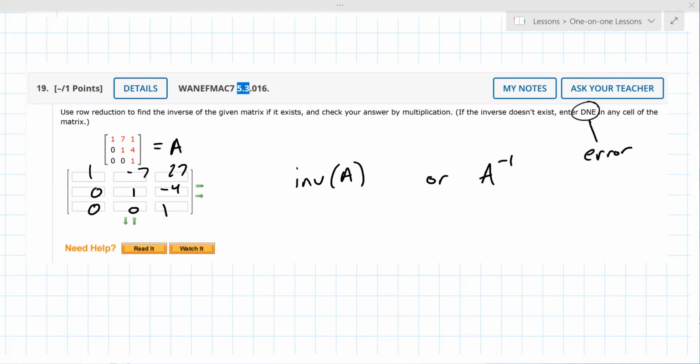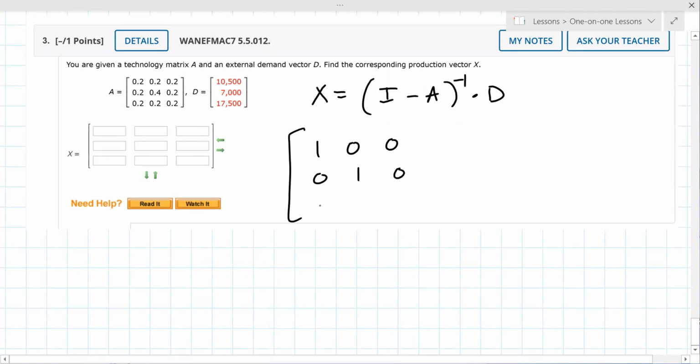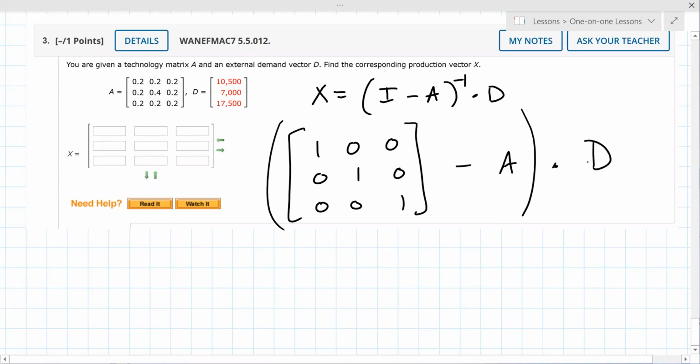3 is the one we did not do from your review or from your homework question 4. It's the same thing, it's just different numbers here. X is the identity matrix minus A, the inverse of that, times D. So in this case, I is a 3 by 3, minus A, that's over here. And then you take the inverse of all that times D, which is given. If you didn't have this formula, you would just not have any shot on this.